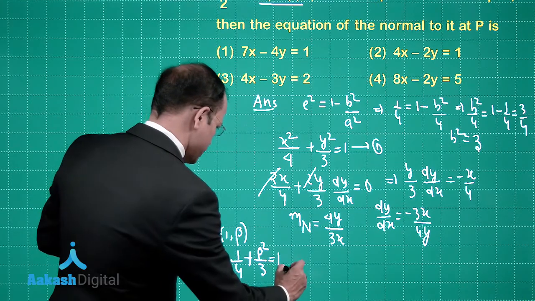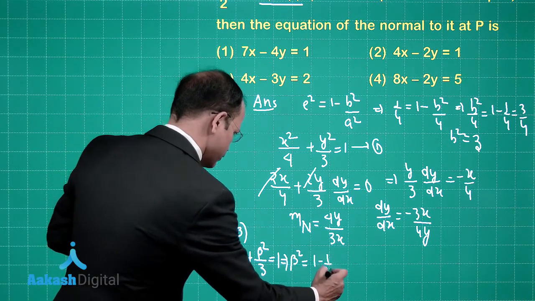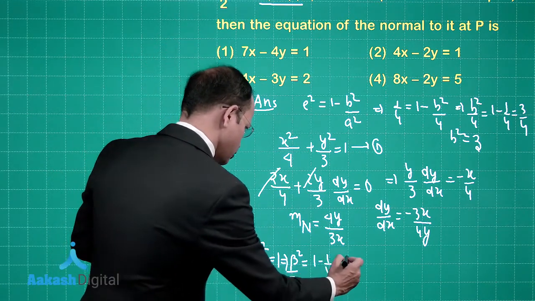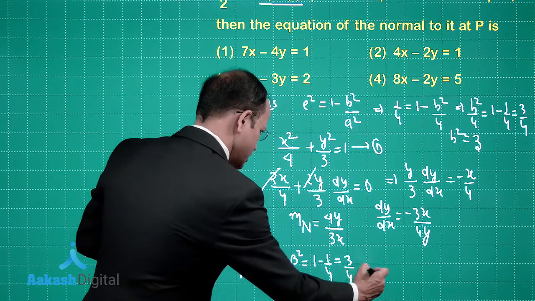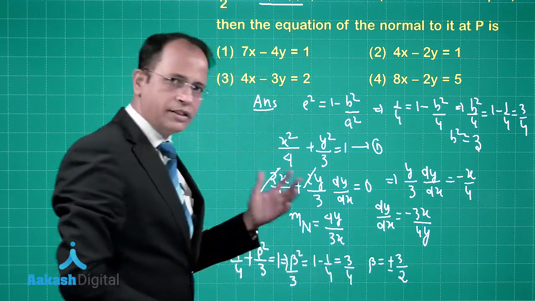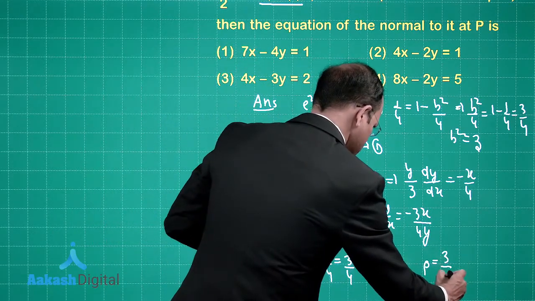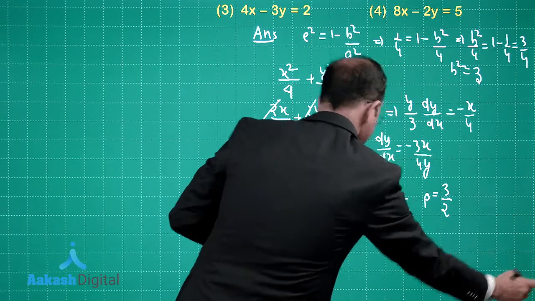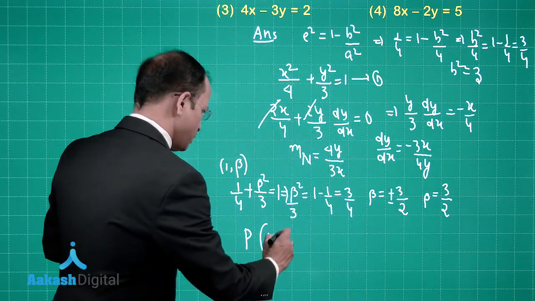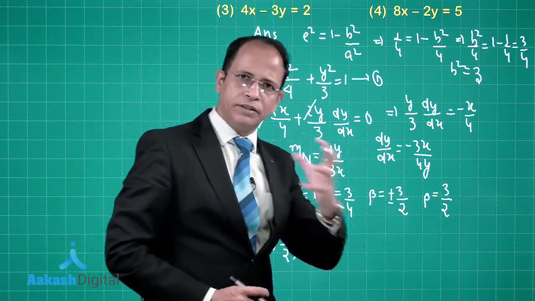So it is coming out to be beta square is equal to 1 minus 1 by 4, and this is 3 here, so how much is this coming out to be? 3 by 4, or beta is equal to plus minus root 3 upon 2. So beta is greater than 0, it has been given, so beta can be written as root 3 by 2. So what is the point P we have? The point P is 1 comma root 3 by 2. Beta is greater than 0, that's why we have taken beta equal to root 3 by 2.